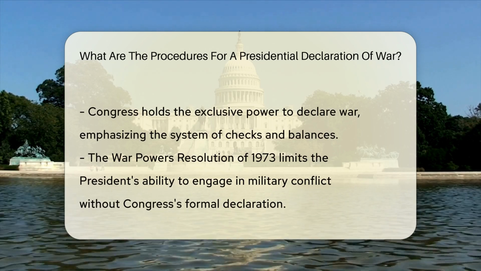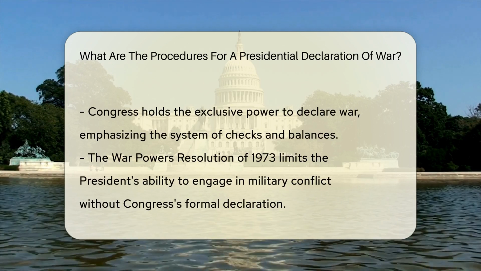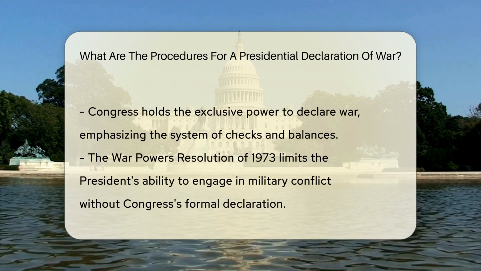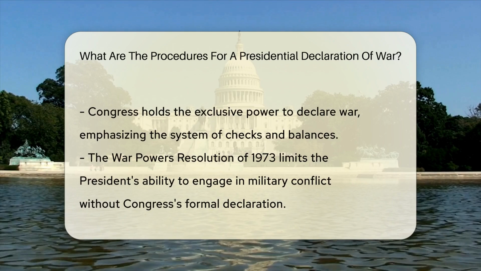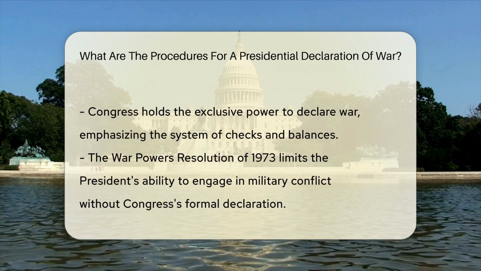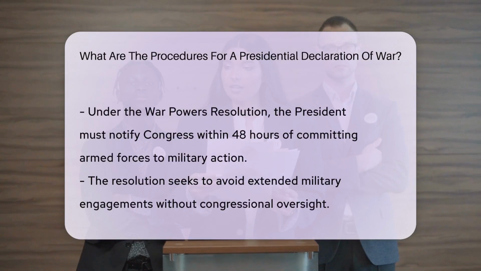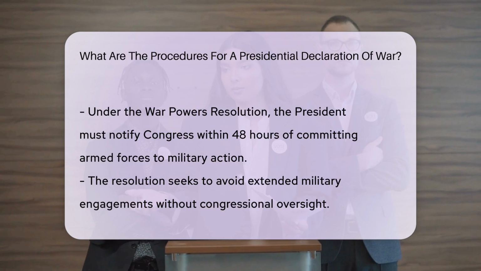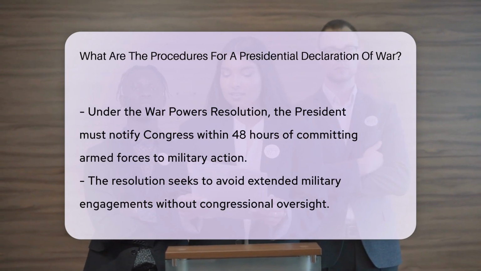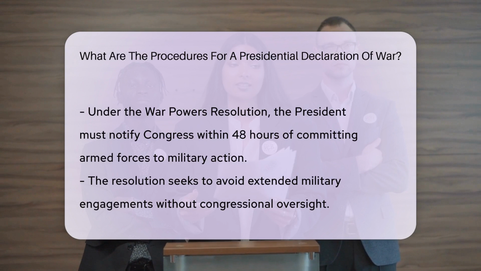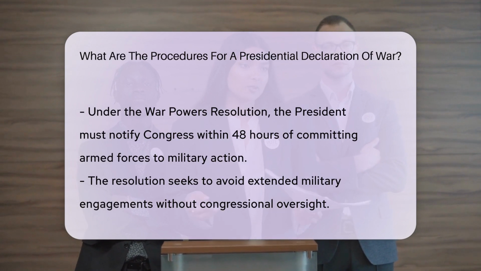The War Powers Resolution of 1973 further delineates the president's ability to engage in military conflict without a formal declaration of war, requiring notification to Congress within 48 hours of committing armed forces to military action. This resolution aims to prevent prolonged military engagements without congressional approval.